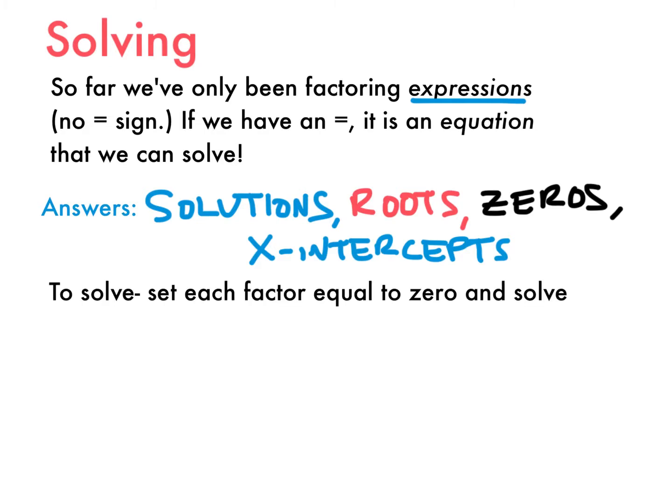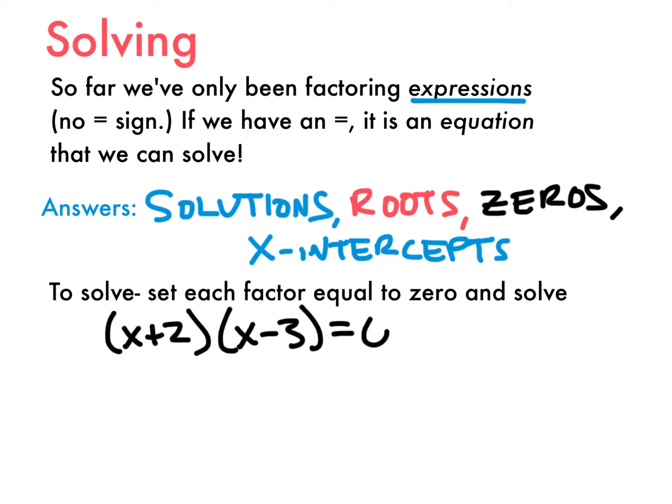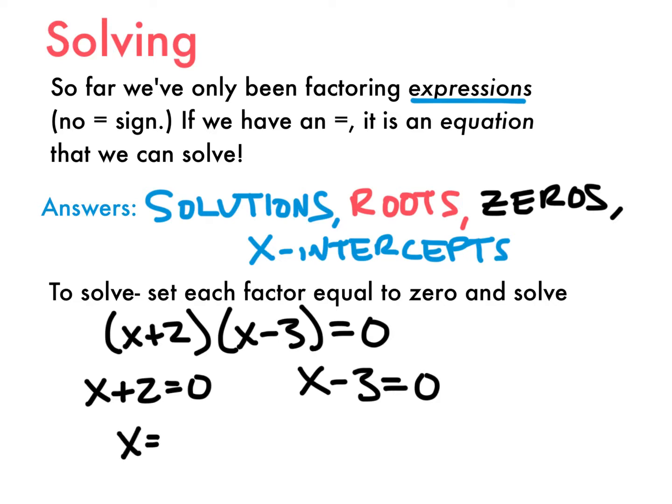All right, to solve, you just set each factor equal to 0 and then solve. So let's say we had x plus 2, so I'm jumping a few steps, and x minus 3 equal to 0. To solve this, I would set x plus 2 equal to 0 and x minus 3 equal to 0 and solve. So if x plus 2 equals 0, then x must equal negative 2. Right? And I got that from subtracting 2 from both sides. Or if I add 3 to both sides in this other one, I get x equals 3.